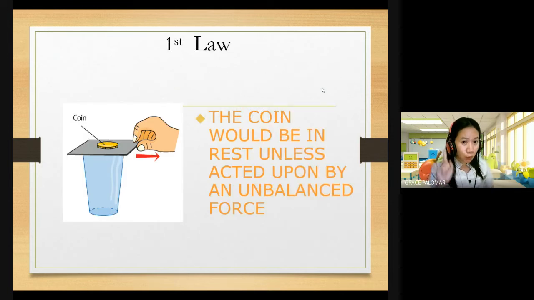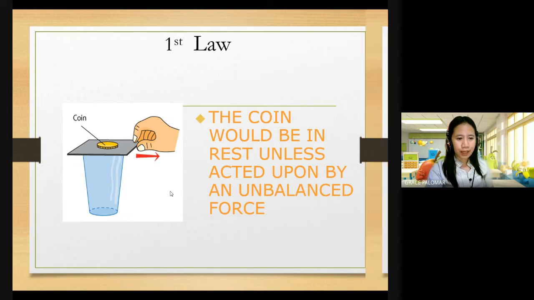Okay, so one example is the common experiment. The coin would be at rest unless acted on by an unbalanced force. So if you put a coin on top of the glass, the coin will still be there even though you try to get rid of the paper that is on top of the glass. It will just continue to be there, and it will just fall naturally because of the action of gravity on the glass.